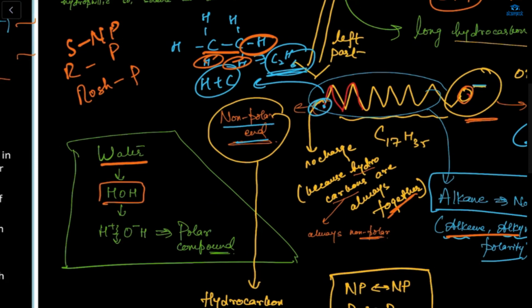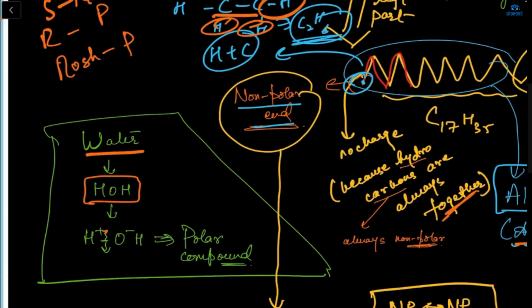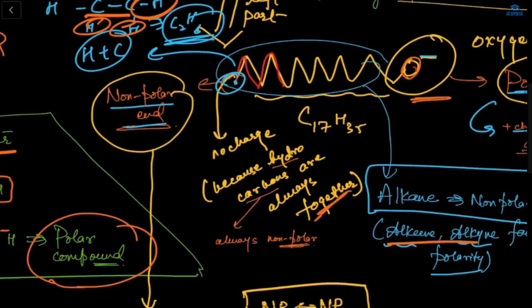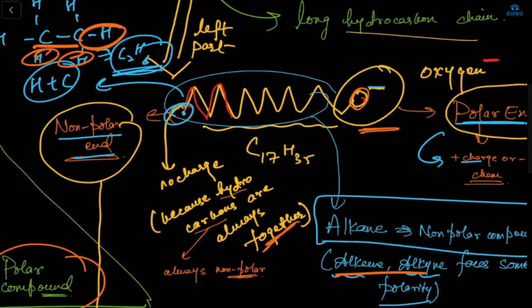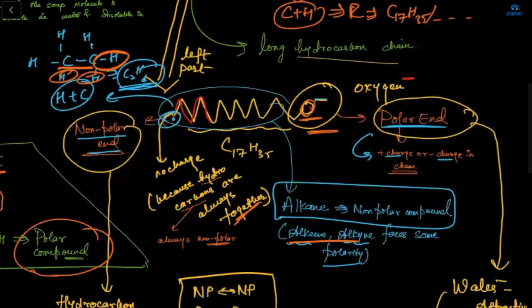Safia, what is water? Water is HOH, and from here your bond will break. So it will be H plus and O minus. So this is a polar compound now. Polar means it's having a plus charge or a minus charge. So polar has both the charges, plus and minus. If in hydrocarbons you don't have any charge over here, that's why we are writing non-polar end. But here your oxygen is having a charge, meaning polar compound. If no charge, then it's a non-polar compound.